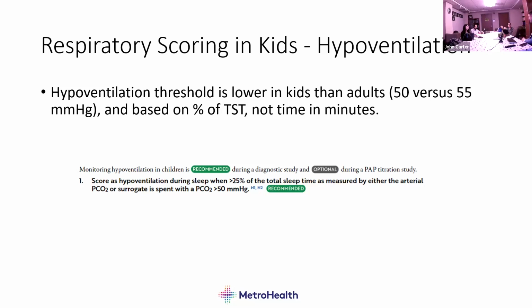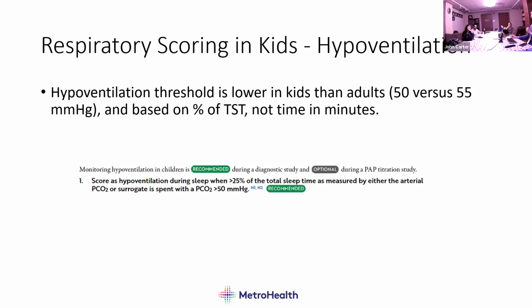In adults, you'll learn about this tomorrow. There's two ways to define it. Your CO2 is either greater than 55 for 10 minutes of sleep, or it's 10 millimeters of mercury above your awake CO2 and also greater than 50 for 10 minutes. So 55 versus 50, those are the magic numbers in adults.